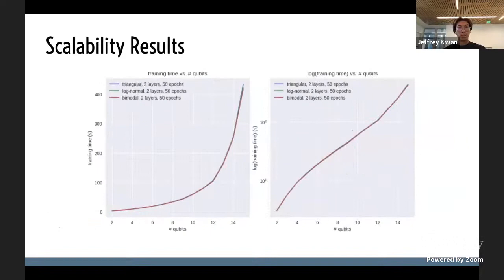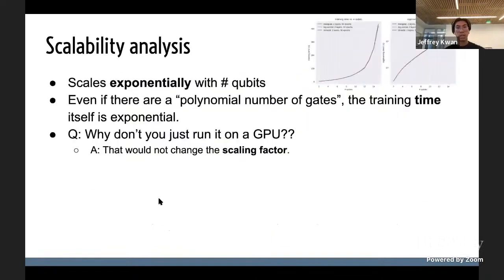But on the scalability side, we actually see something interesting. And I think this is actually independent of accuracy. We see that if you scale up the number of qubits, and you plot on the log scale, you see a linear relationship. And what that tells us is that the training time actually scales exponentially with the number of qubits. Although the paper mentions that it uses a quote unquote polynomial number of gates, so polynomial time, the training time itself actually is exponential.